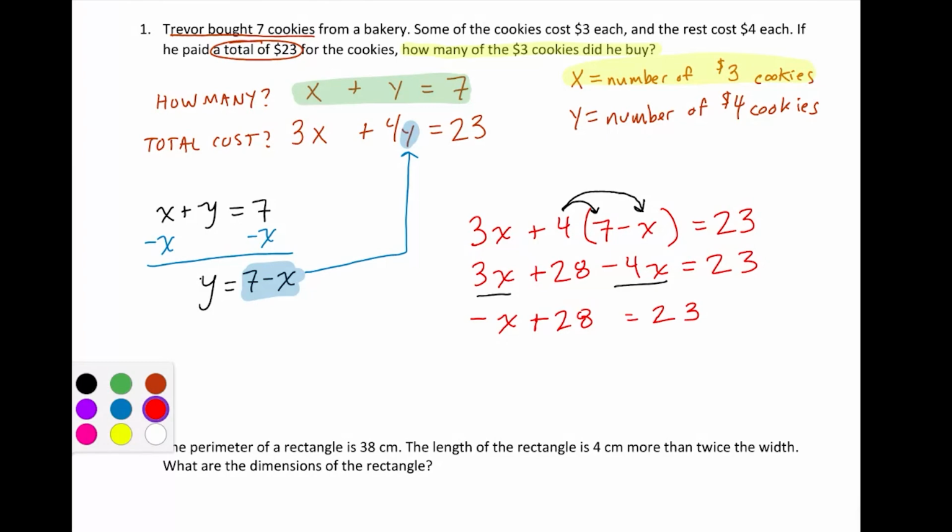Now I can subtract 28 from both sides. 23 minus 28. Now, feel free to use the calculator there. It's negative 5. And then finally, I need to get rid of that negative 1. That is the coefficient of x, so we'll divide both sides by negative 1, leaving me with x equals 5. So x represents the number of $3 cookies. The question is asking us how many $3 cookies are there. So there are 5. So there are 5 $3 cookies.